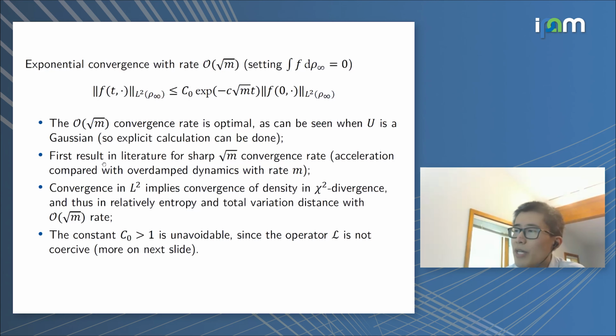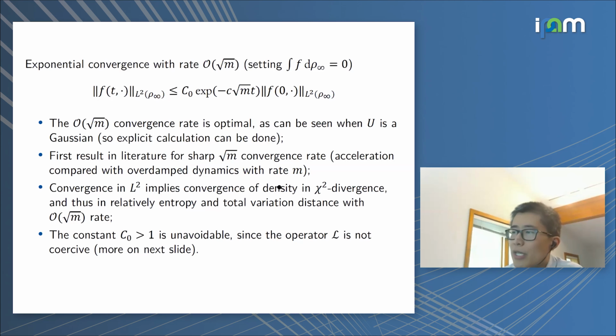And also, as I mentioned, as far as we know, this is the first result in the literature with the sharp root M convergence rate. There are, of course, many previous results on the convergence of underdamped Langevin, which I will also briefly review later. But as far as we know, this is the first result with explicit constant and with a root M dependence. Okay, and also, we state this result from a PDE point of view, so that we say L2 convergence of the backwards Fokker-Planck equation.